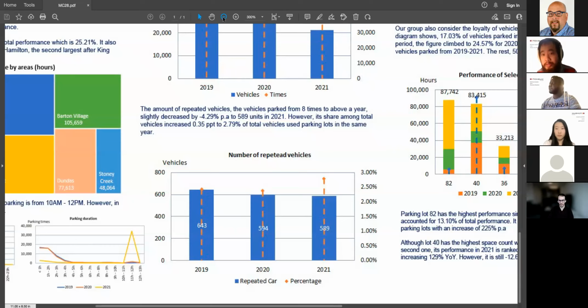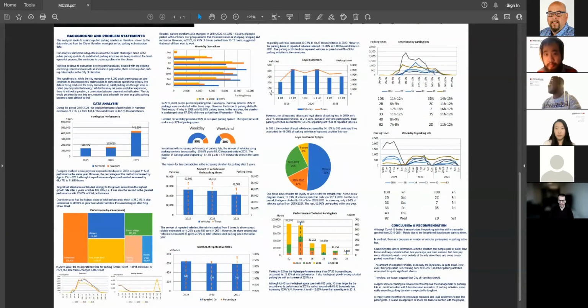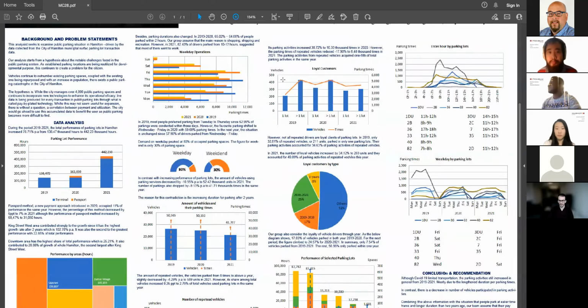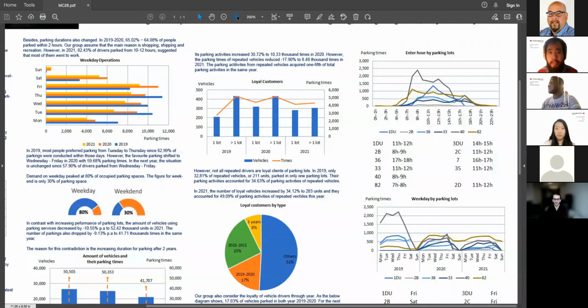Mario, can you move to the other diagram, the next diagram? My pleasure.